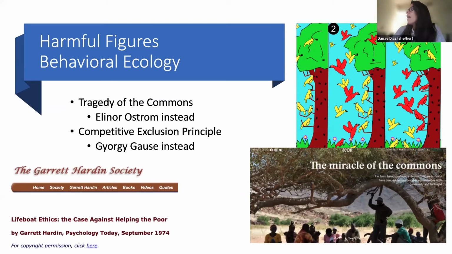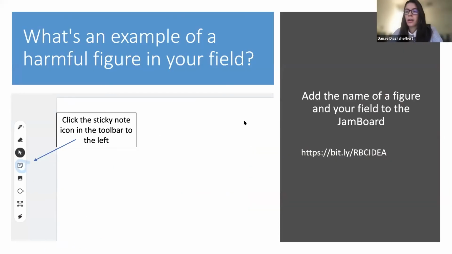Anita or Melody will post the link in the chat for you to use. The icon pictured here is the sticky note icon, so it's that little square with the little squiggles on it. And essentially, there is already an example up there for Hardin.